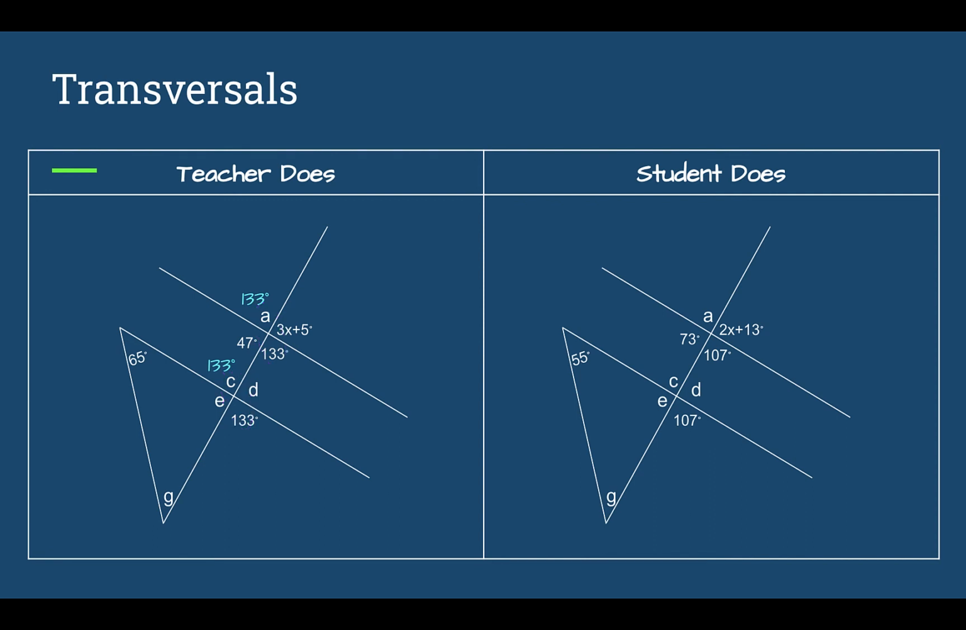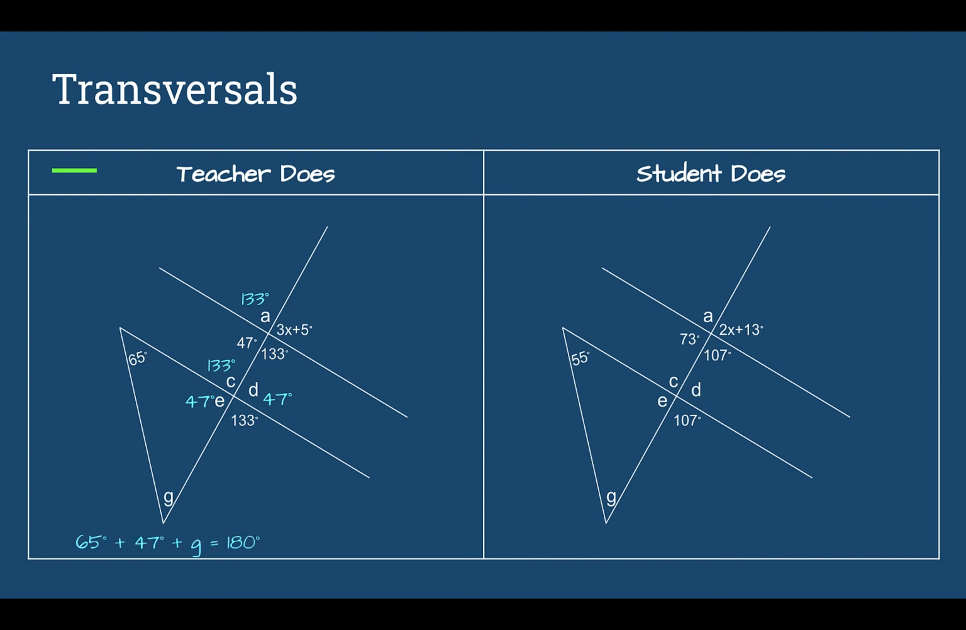Now that I know those, I can use alternate interior angles. If 47 is on one side of the transversal, then D on the opposite side must be also 47. I can go back and use vertical angles again. If I know D, then E must also be 47. I could have also used adjacent angles and found that was 47.